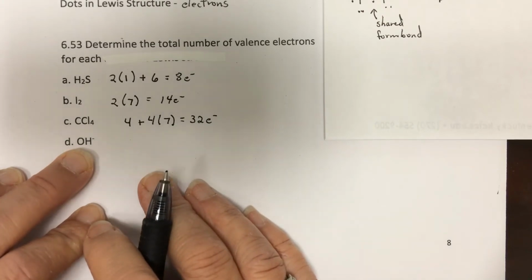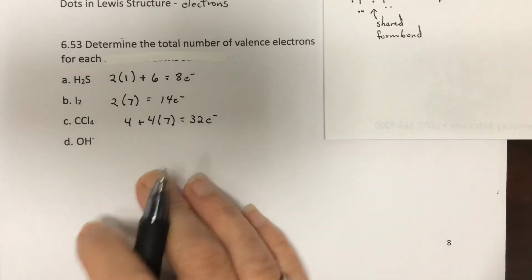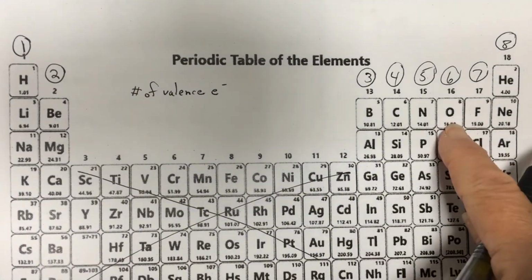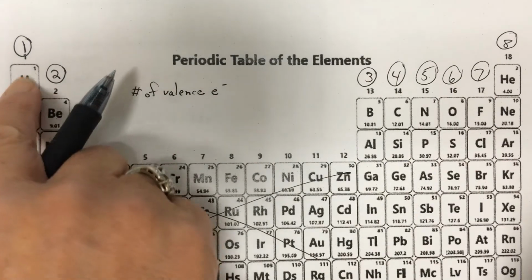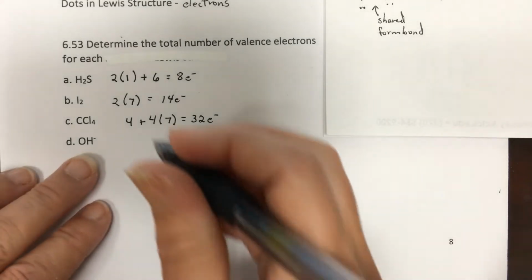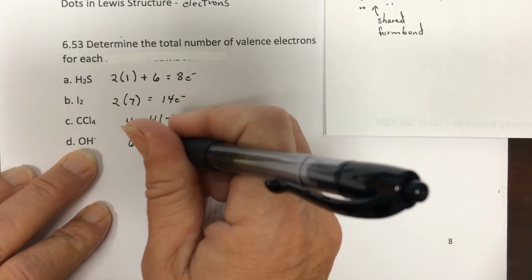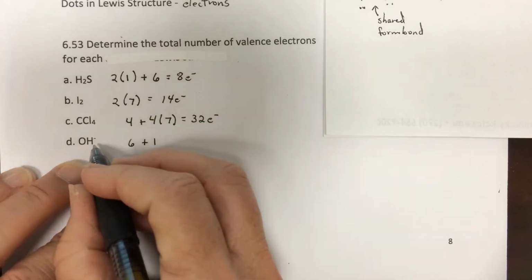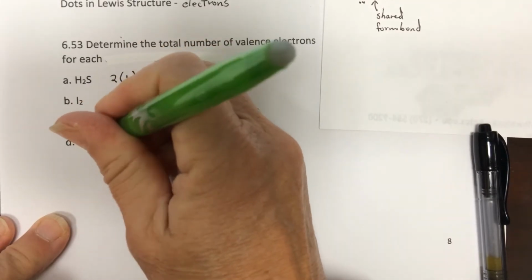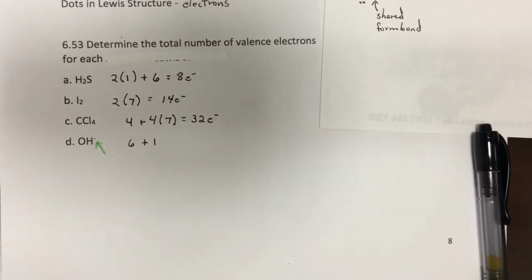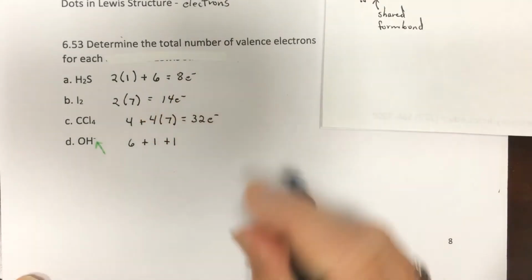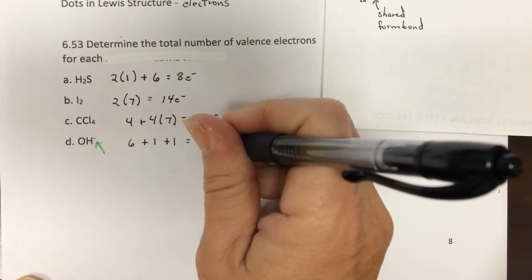And then here we've got a hydroxide. Oxygen. I have to get hydrogen on there too. Oxygen has 6. The hydrogen has 1. This one's got a little addition to it. And then we've got that little negative charge. That little negative charge there, that's an electron. And so we'll want to add 1 more for the negative charge to give us 8.